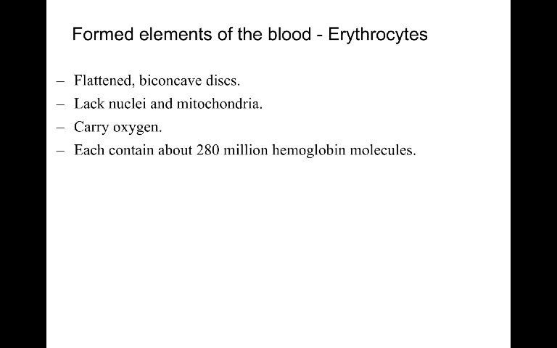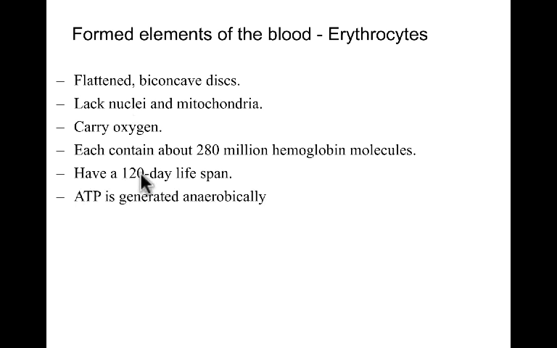Inside the red blood cells, we have a protein called hemoglobin. Hemoglobin is the one that carries oxygen. One molecule of hemoglobin carries 4 oxygen, and we have 280 million of these molecules inside one RBC. The RBC doesn't have a nucleus, and as a result cannot produce protein. Therefore, it doesn't do mitosis. After 120 days, the RBC will die. And finally, since red blood cells don't have mitochondria, they cannot burn glucose with oxygen. Therefore, the ATP that the RBC generates is through anaerobic metabolism.